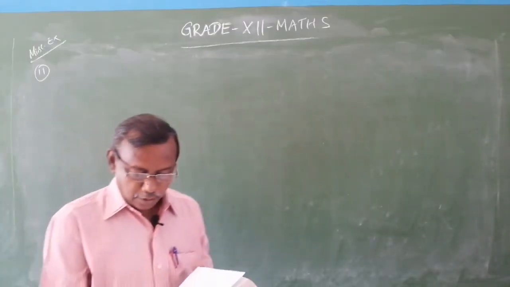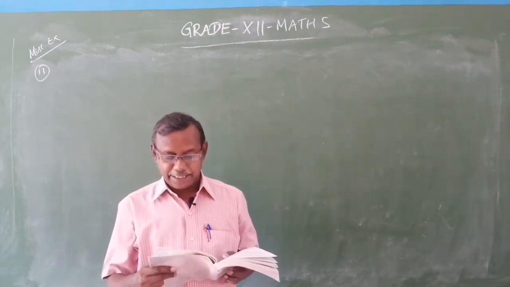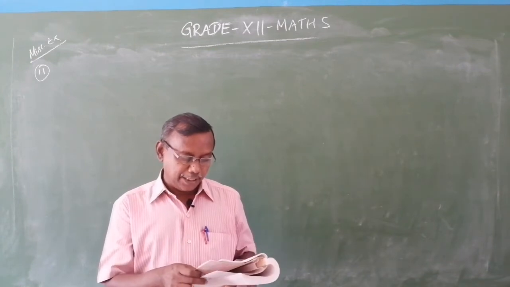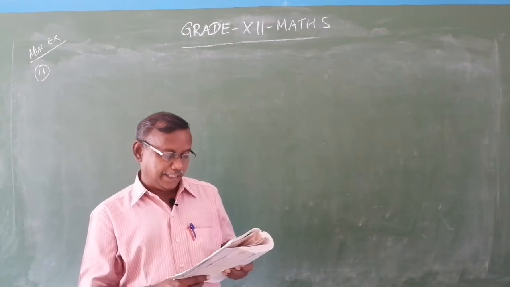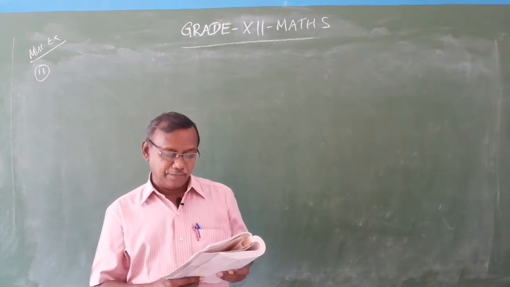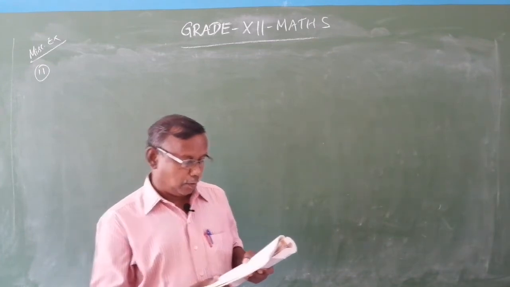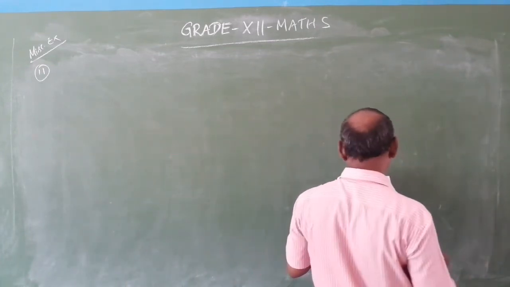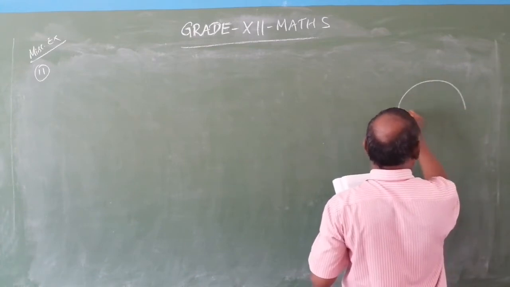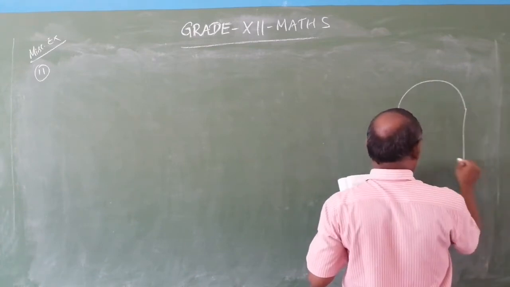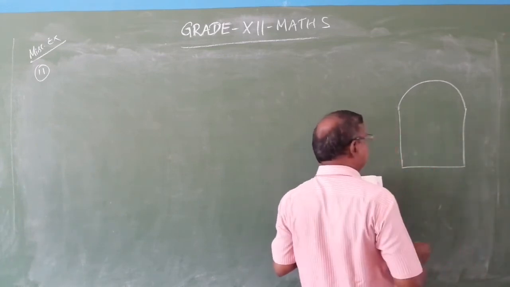Now, question number 11. A window is in the form of a rectangle surmounted by a semicircle opening. The total perimeter of the window is 10 meter. Find the dimensions of the window to admit maximum light through the whole opening. Consider a window as per given. It is a rectangle surmounted by a semicircle.